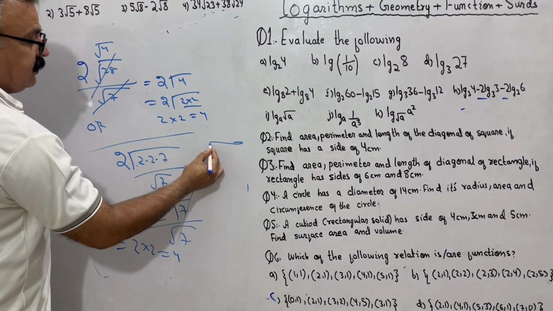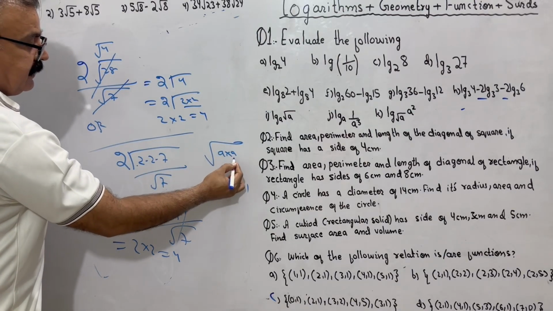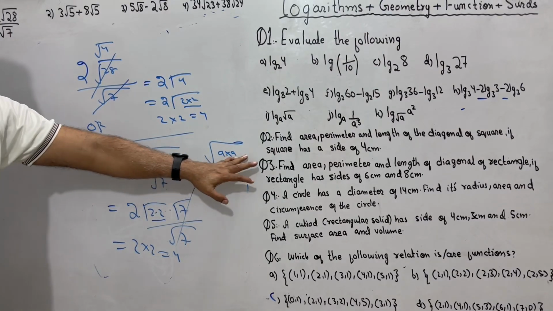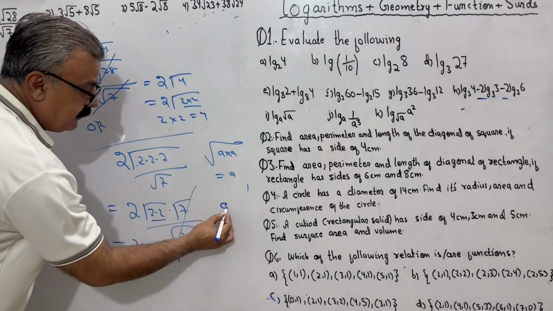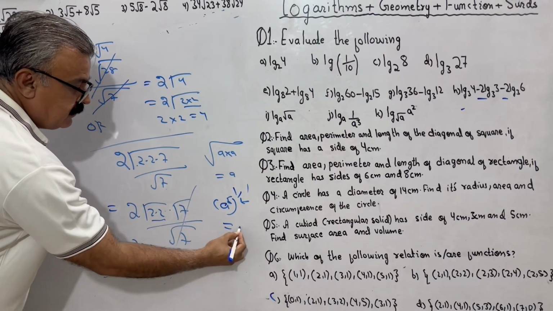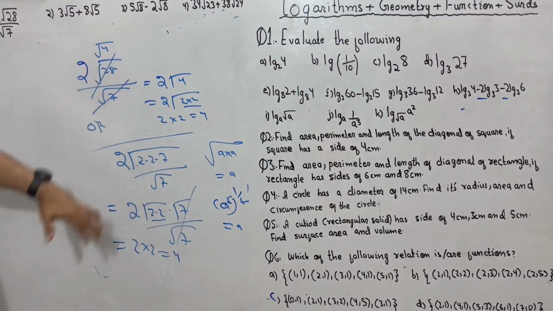Don't forget, while negotiating root, root a times root a is equal to a, or a squared raised to 1 over 2. Two cancel, we have a. That is the strategy to deal with the surds.